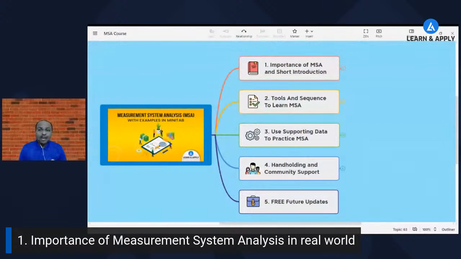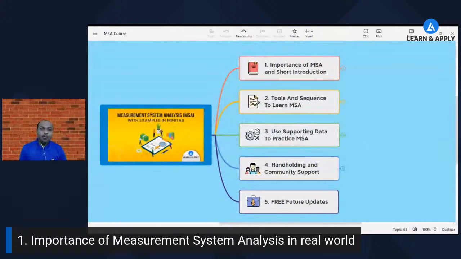So that's why it's very important that the data you have collected, or the data on which you are going to take actions, must be accurate, right? That's why we need to understand the importance of measurement system analysis in the real world. Now, in the first section of today's session, I'm also going to explain the important concepts in measurement system analysis, and for that purpose I have a very small video. I'm going to show you that video.